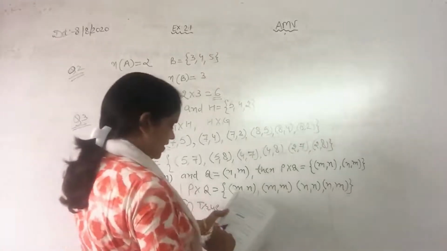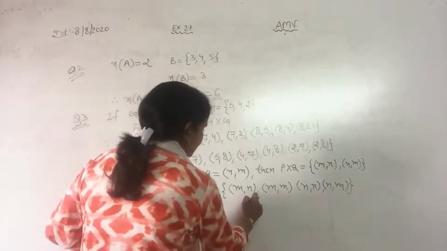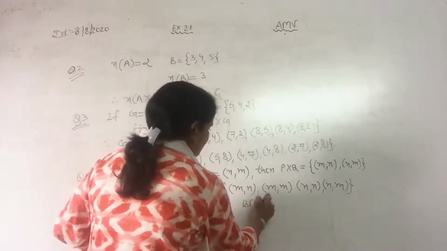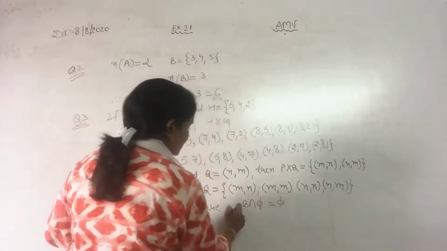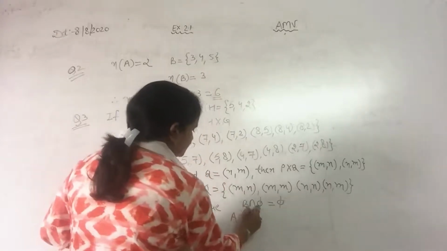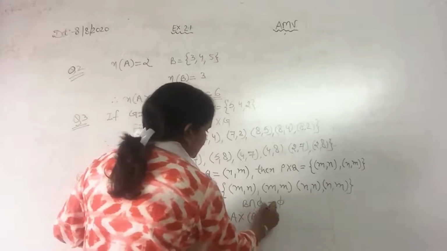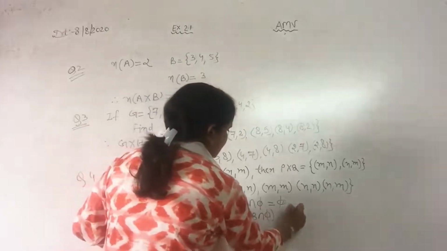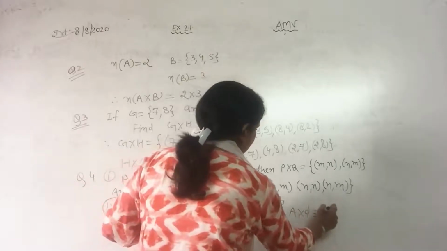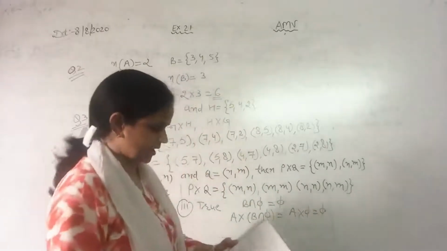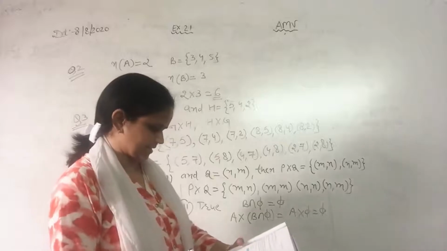Why? Since, students, here B intersection phi, from the set properties, you know it is phi, and A with (B intersection phi) means Cartesian product of A and phi. It gives phi only. Okay, so it is the correct answer.